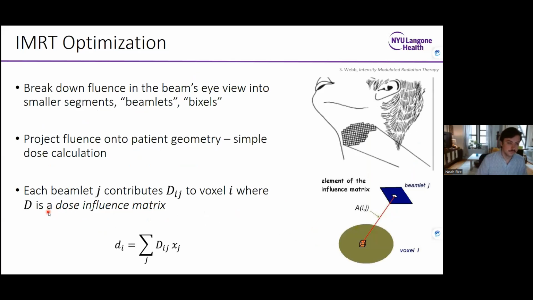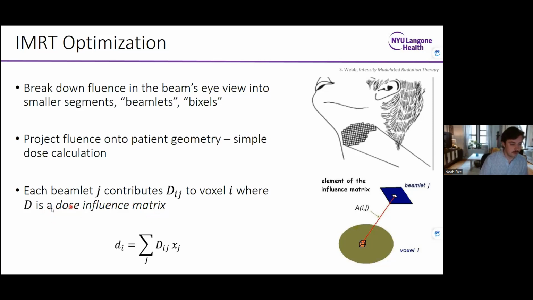When the optimization is actually performed, we break down the fluence map in the beam's eye view into smaller segments, which are called beamlets or pixels. The dose from each of those beamlets or pixels is calculated through a simplified dose calculation algorithm and projected onto the patient's geometry. All of the dose calculation for these optimization algorithms is performed at the front end of the optimization process and stored in what's called a dose influence matrix.